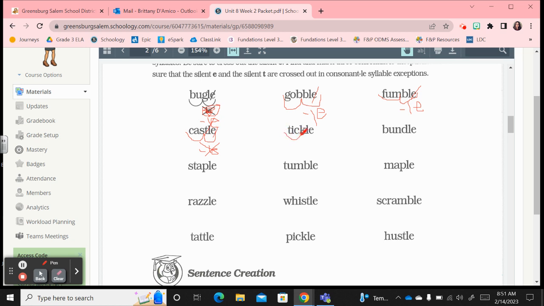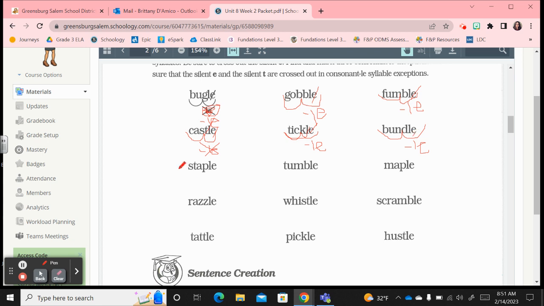Okay, tickle. This is the consonant LE. Cross off the silent E. And sometimes, this one I don't mark wrong, mostly we keep the CK digraph together, but it's still a consonant LE. You kind of share that digraph with both syllables is how that works. Okay, go to bundle. And yes, we have consonant LE and cross off your silent E.